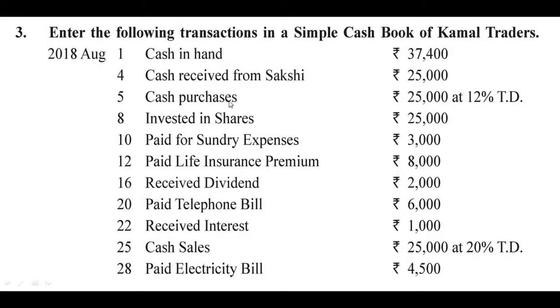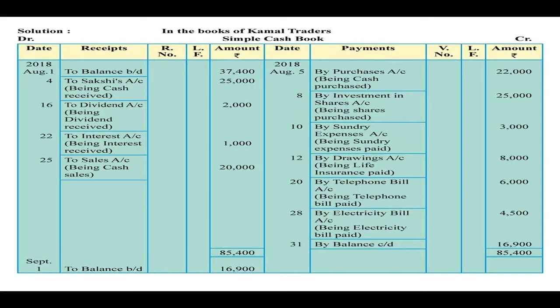5th August, cash purchases 25,000 at 12% trade discount. Always you have to record purchases on the payment side, that is the credit side of the cash book, because purchases is an expenditure. Now you have to take 12% of 25,000 and subtract that amount from this, and the remaining amount is to be recorded in the amount column. So here, 5th August, by purchases account 22,000 is recorded.